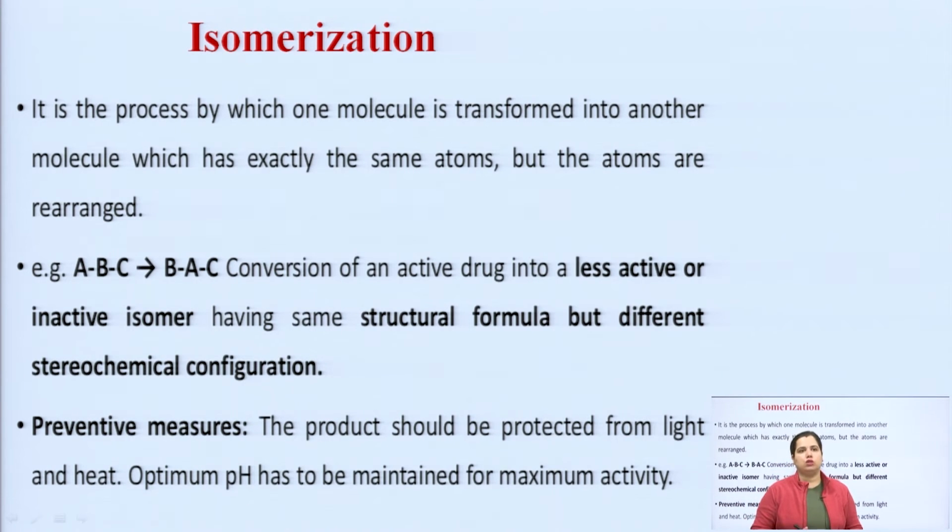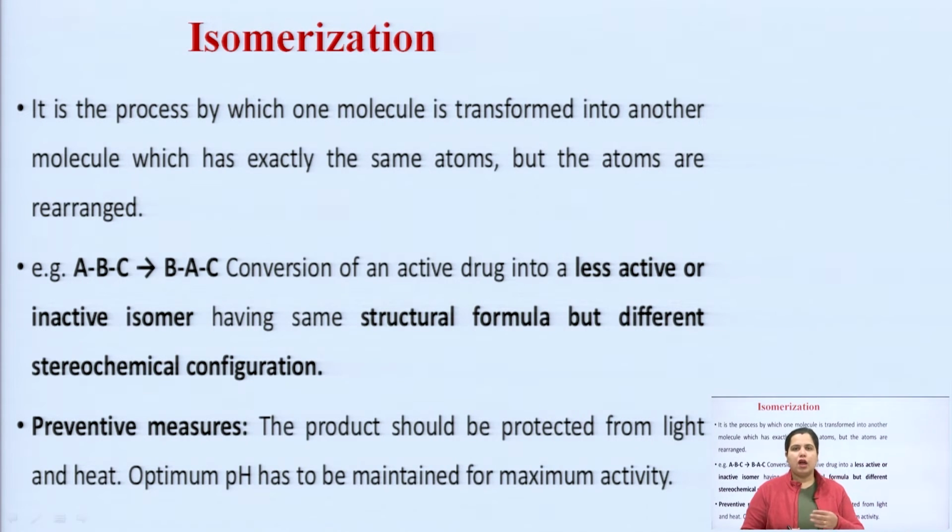Isomerization. It is a process by which one molecule is transformed into another molecule, making isomers, which have exactly the same atoms, but the atoms are rearranged. So, a different structure using the same type of functional moieties, right. If ABC is the isomer, then BAC is the other, a conversion of an active drug into a less active form.